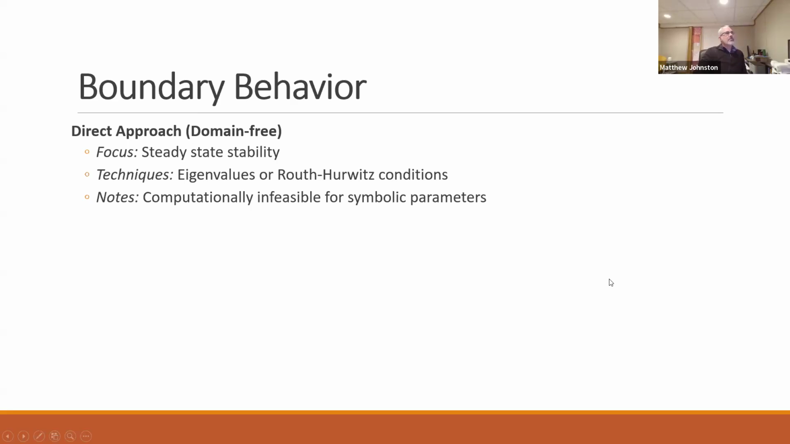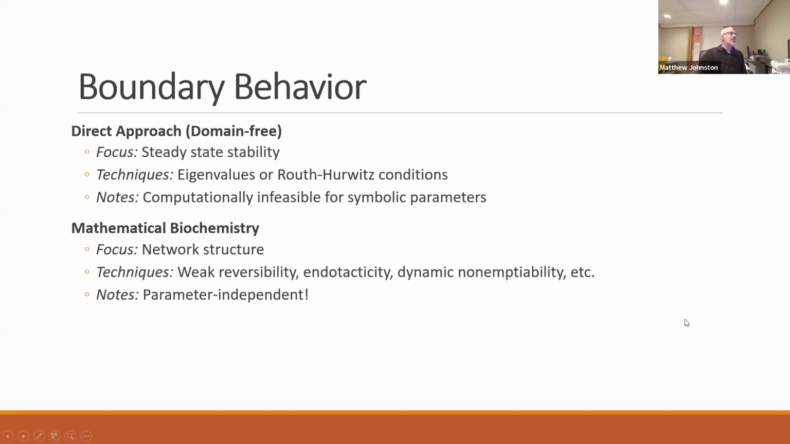So that has been recognized in both of these areas as not the best way to go about doing it. Direct approaches aren't that helpful. So other things have been developed. In biochemistry, it's been largely a network approach. People look at conditions like weak reversibility, endotactic-ness, dynamic non-emptiability, other things that tell you something about the wiring of the network that says, hey, you can't actually go towards the boundary. Those structural conditions are enough to repel you from the boundary. So what starts positive is going to stay positive.